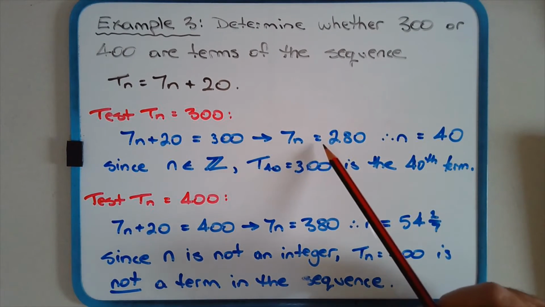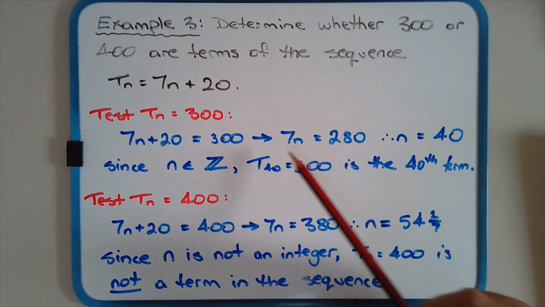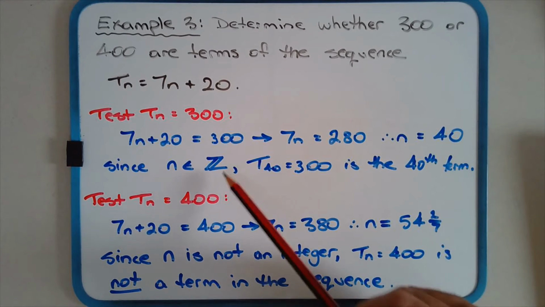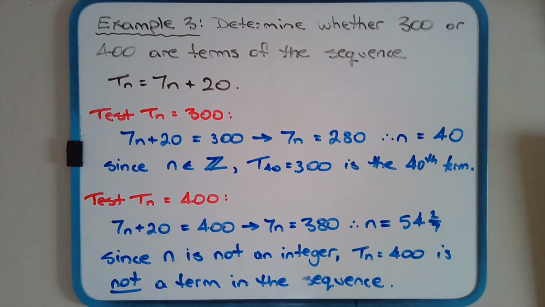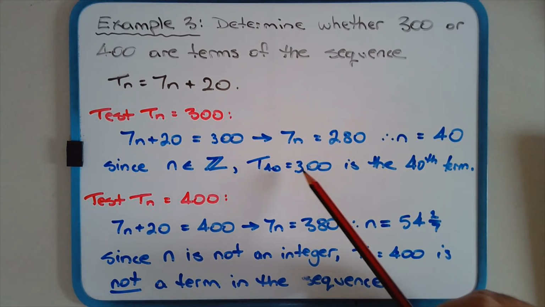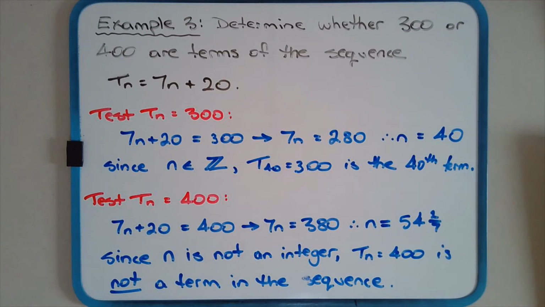So 7n equals 280. And dividing both sides by 7, we get n equals 40. Now, since n is an integer, in fact a positive integer at that, T40 equals 300. N equals 40, so that means that 300 represents the 40th term in this sequence.